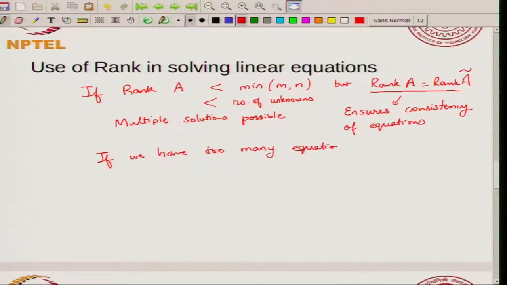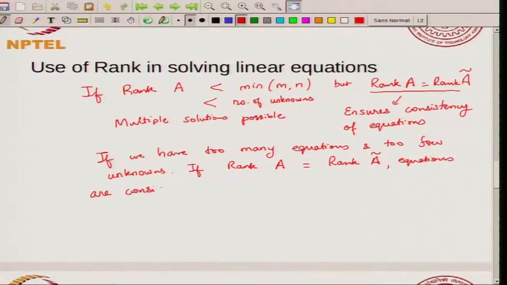Any equations and too few unknowns. If we have too many equations and too few unknowns, then you would say that some of the equations are redundant. If they are consistent, then they have to be redundant. So if rank of A equals rank of A tilde, then the equations are consistent and a solution exists.